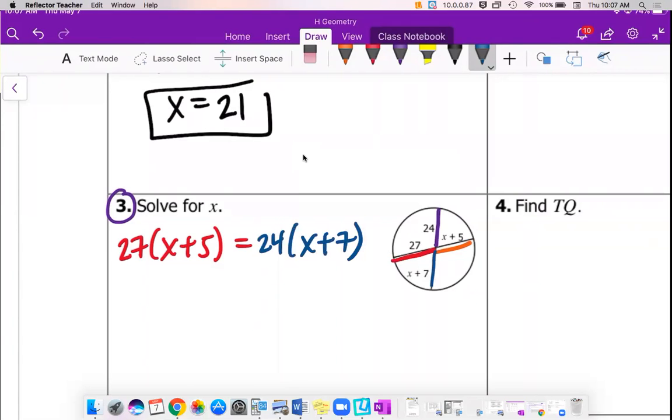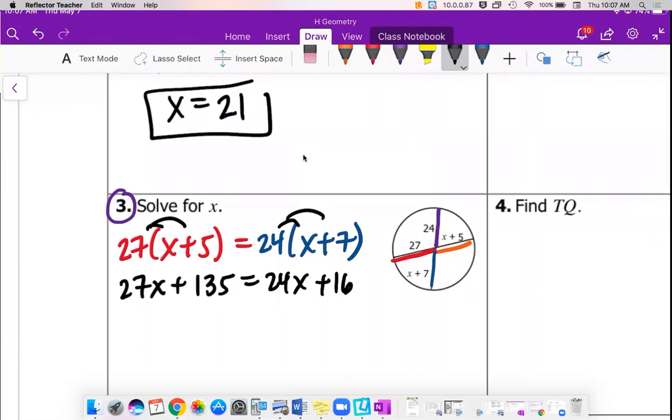All right, and then you guys just have to distribute and do some algebra and solve. So this becomes 27x, and then if I do 27 times 5, that becomes 135. Distribute over here, 24x, and then 24 times 7 is 168. Now we're just going to do our algebraic manipulations.